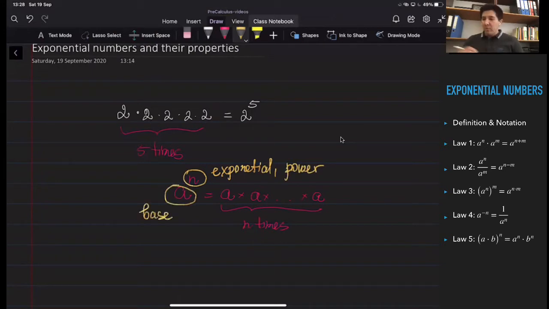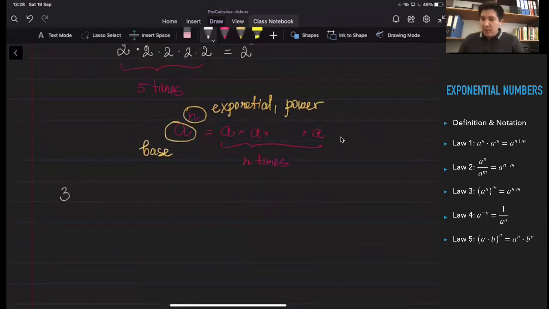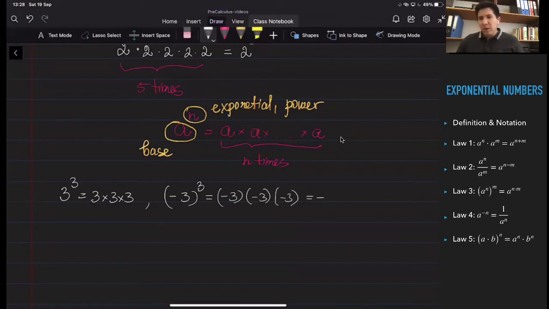For example, if I ask what 3 to the power of 3 is, it is the multiplication of 3 by itself 3 times. The same works when the base is a negative number. For example, minus 3 to the power of 3 is minus 3 times minus 3 times minus 3, which is equal to minus 27, right?